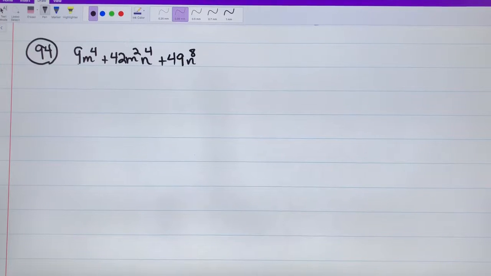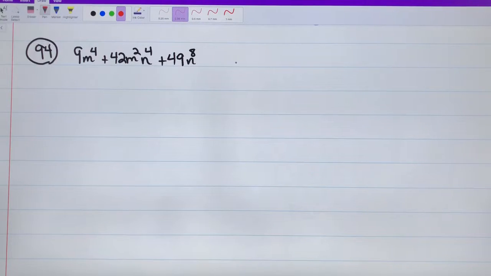For what we have in the case of number 94, we have a trinomial expression, and the greatest common factor is only going to be 1. So you don't have m or n common to all three expressions. Now this particular trinomial we can factor, and one approach again is using factoring by grouping.